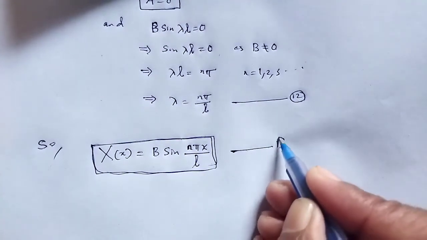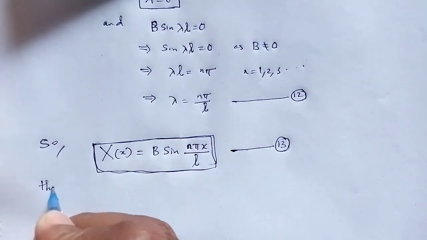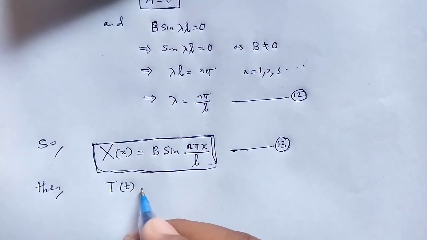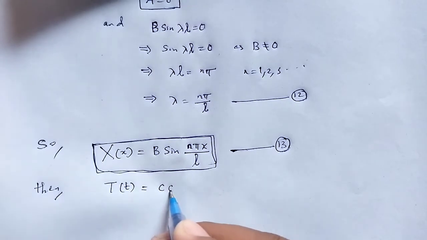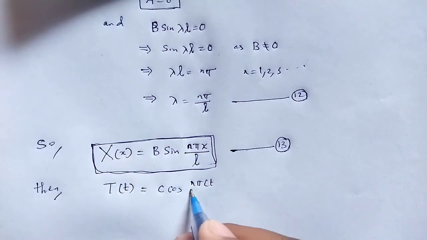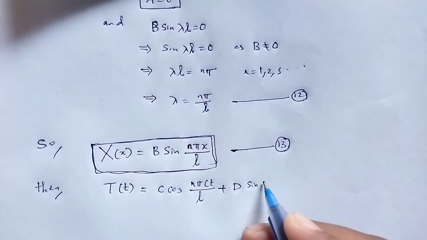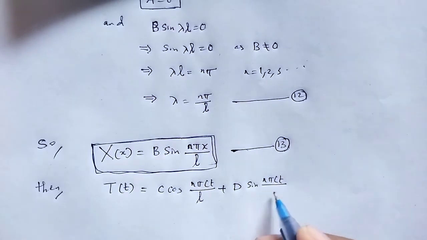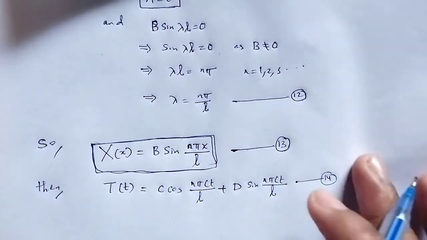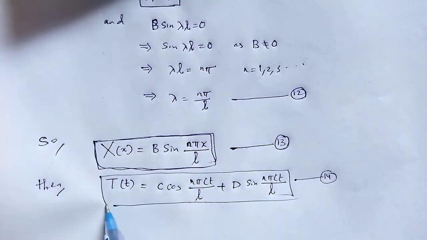Equation number 13. Again the value of t, the function of t only, will be c cos n pi ct by L plus d sin n pi ct by L. Equation number 14. Just note it.